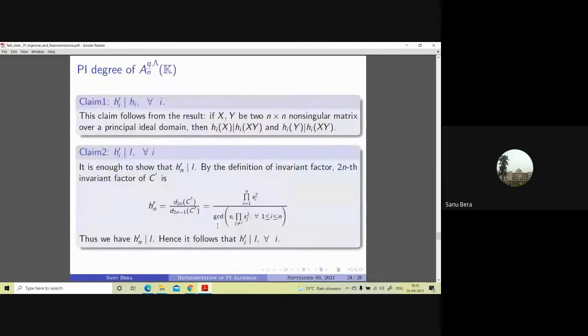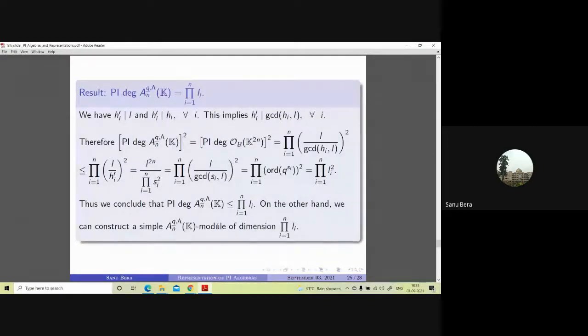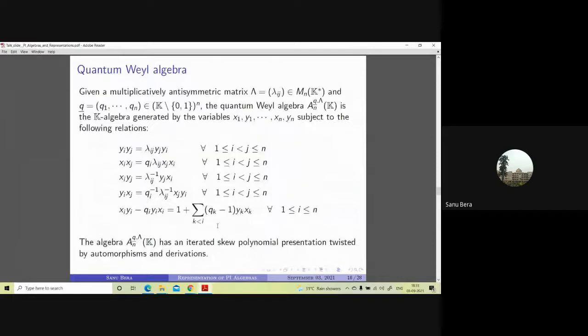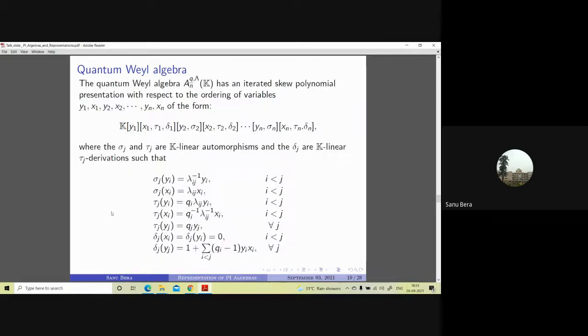I have a result that I want to just state, not prove. The PI degree of the multi-parameter quantum Weyl algebra looks like this. This is the general framework of the quantum Weyl algebra defined by G. Maltsiniotis in non-commutative differential geometry. For particular parameter choices, all the previous quantum algebras appear. It is generated by 2n variables and these relations. It looks very absurd, but it has a nice presentation, a skew polynomial presentation.